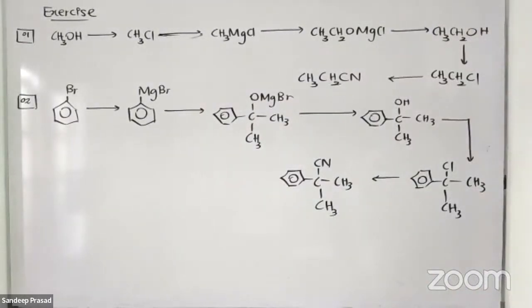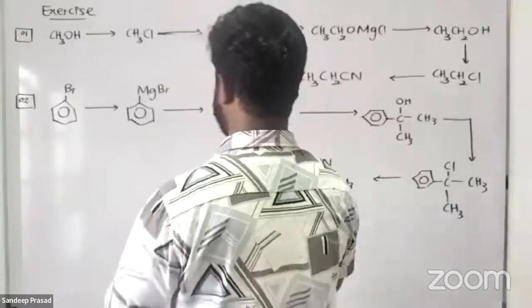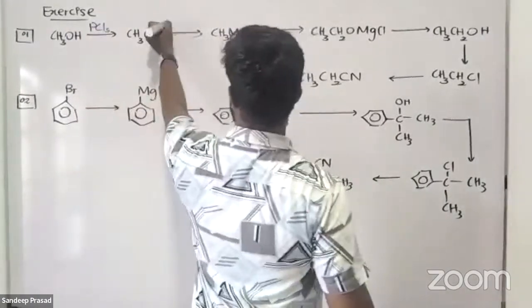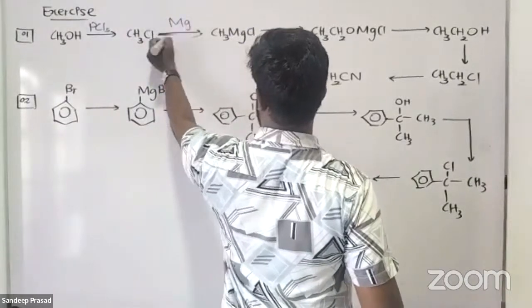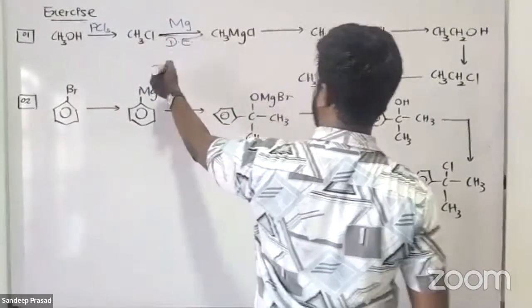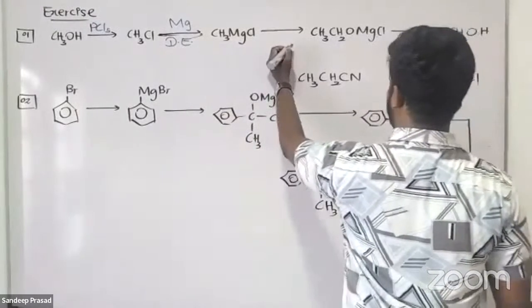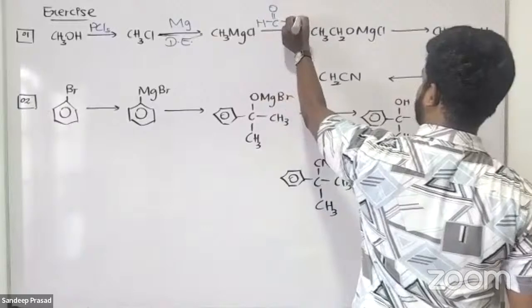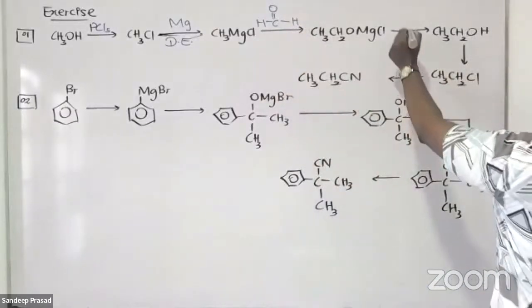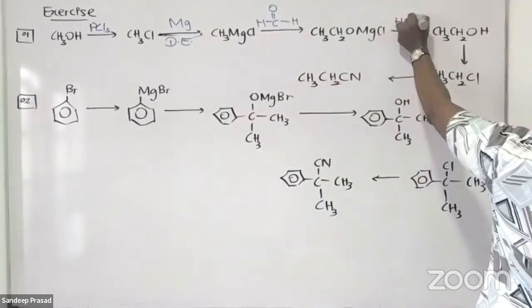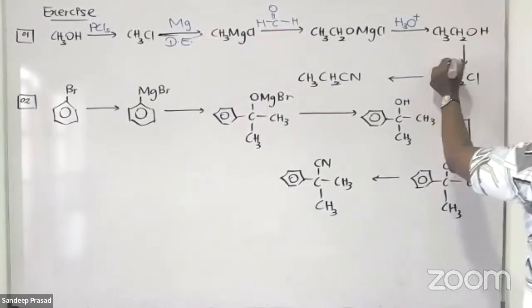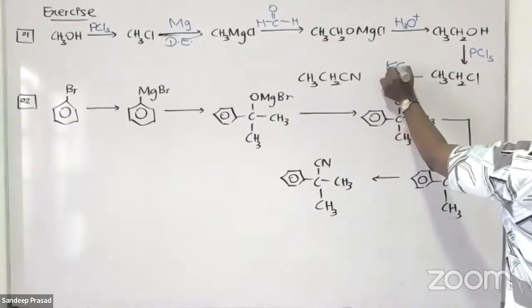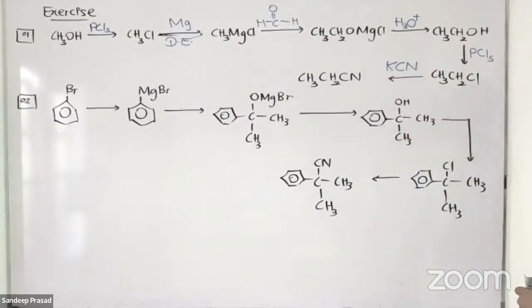Right, okay. Now, first one, easy. PCl5 is added. Magnesium, dry ether, then methanol, H3O plus, PCl5, KCN. Easy, very easy.